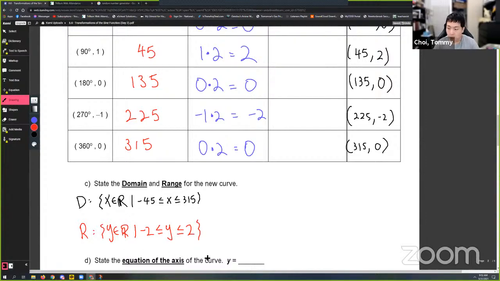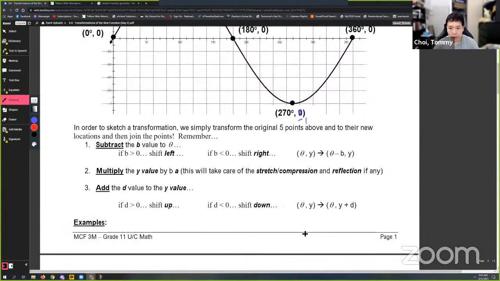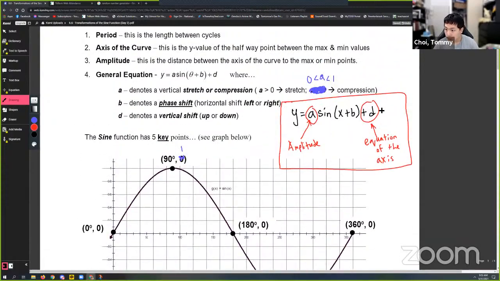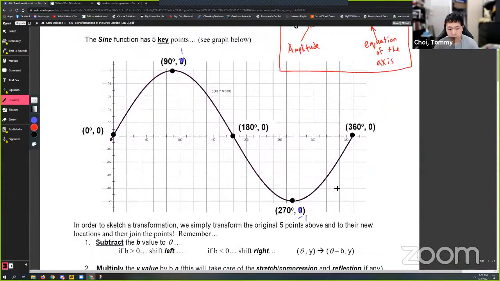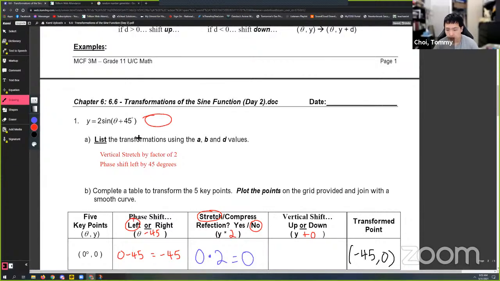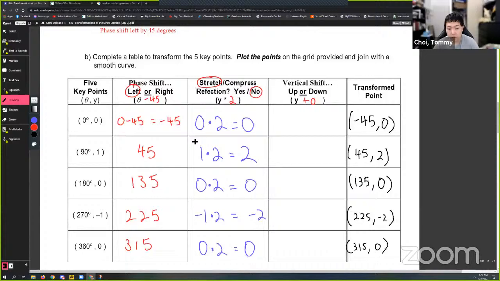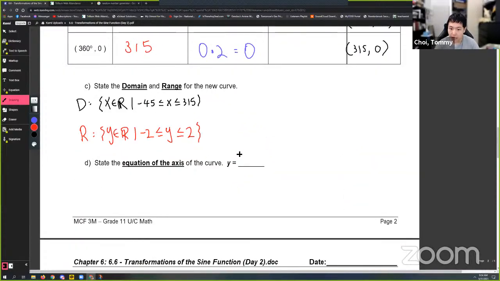Equation of the axis. Once again, let's go through that shortcut, which we said is the plus d value, which means, was there a plus d value here? No, which means it's 0, which means the equation of the axis is 0. Very easy to find, right? Once we figure those rules out, much easier to identify these things. Right? Quick and easy, boom. Okay?